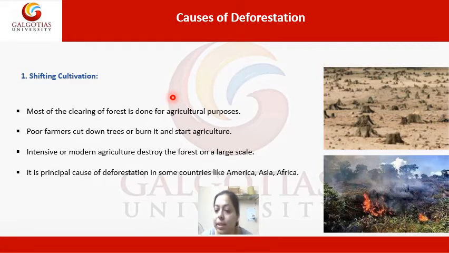This comes under the agricultural demand. So, we say that most of the clearing of the forest is done for agricultural purposes. Poor farmers cut down trees or burn them and start agriculture. That is known as slash and burn farming.